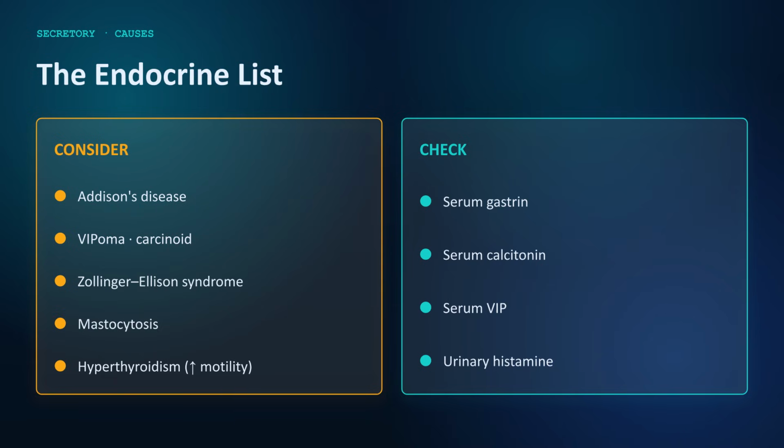These are rare, so do not send the whole panel on every patient. Send them when the diarrhea is secretory, high volume, and the common causes have been excluded. And remember, carcinoid: flushing plus diarrhea plus right-sided heart disease is the classic triad, driven by serotonin.